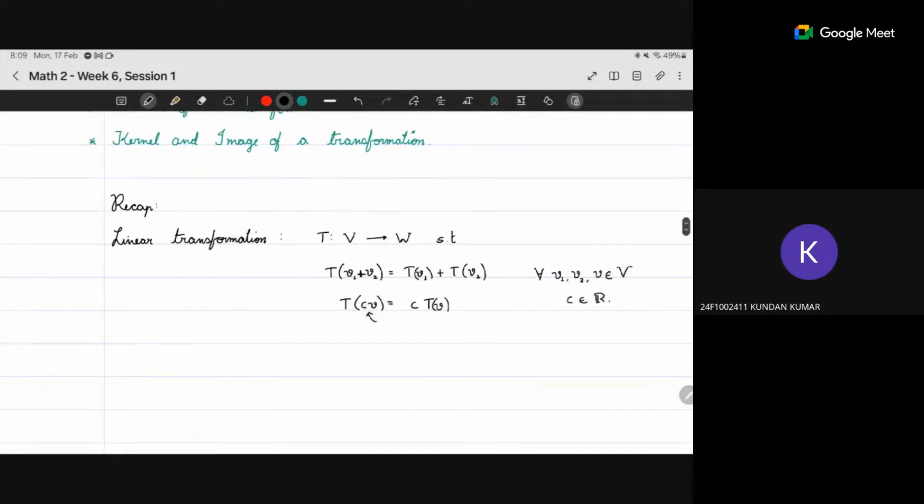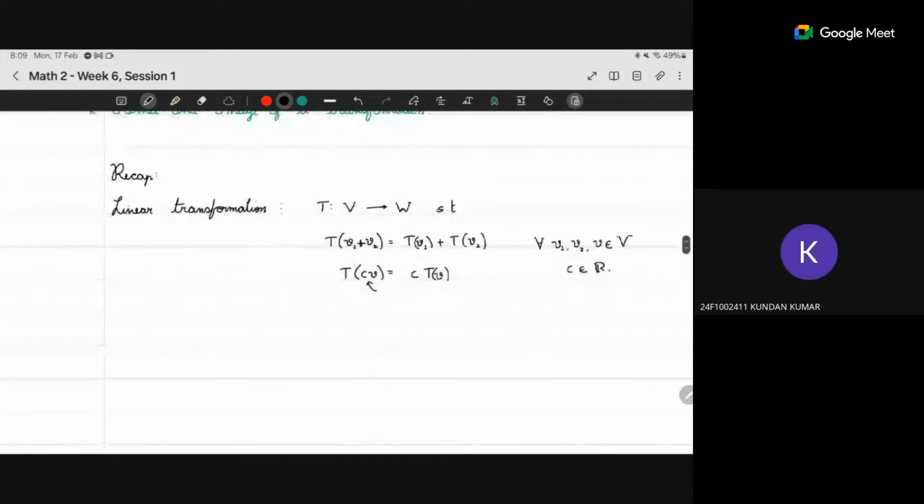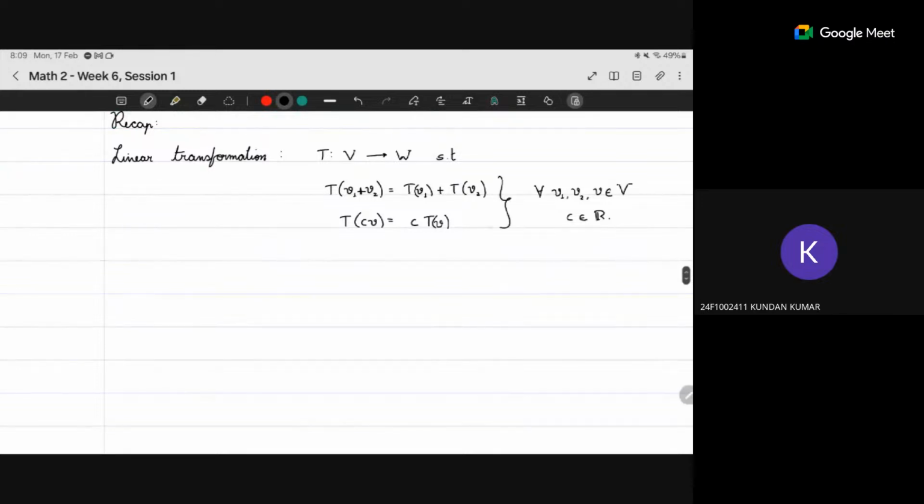The same thing for scalar multiplication. Where is this scalar multiplication happening? This is happening in V. So you scale a vector in V and then take its image. It's the same as you take the image of the vector and then scale it. So what is a linear transformation? To explain it in the simplest terms, it is a map between two vector spaces such that the vector addition and scalar multiplication is well behaved in the sense of these two formulas.